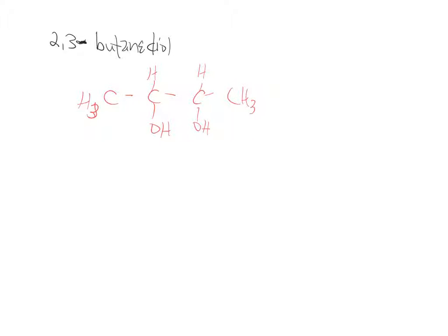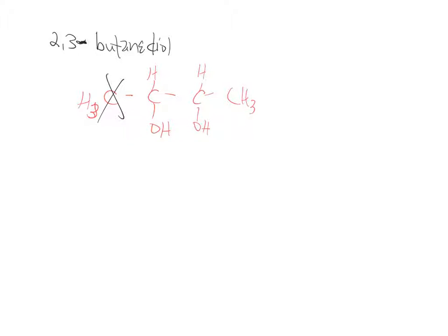So, do we have any chiral carbons here? Carbons have 4 different things hanging off. So we start right here, carbon number 1. Are there 4 different things hanging off of that carbon? 4 different things? No, 3 of them are hydrogens. So that one's achiral.